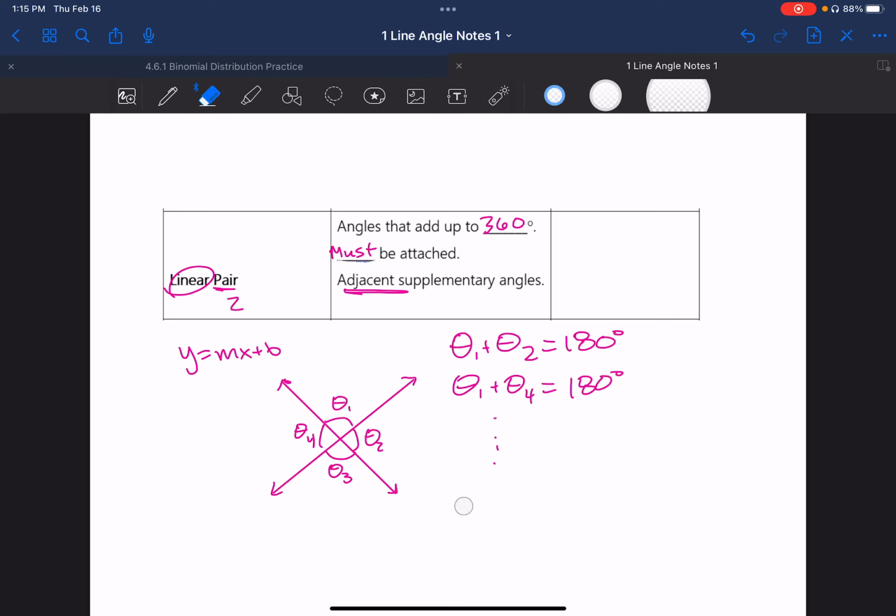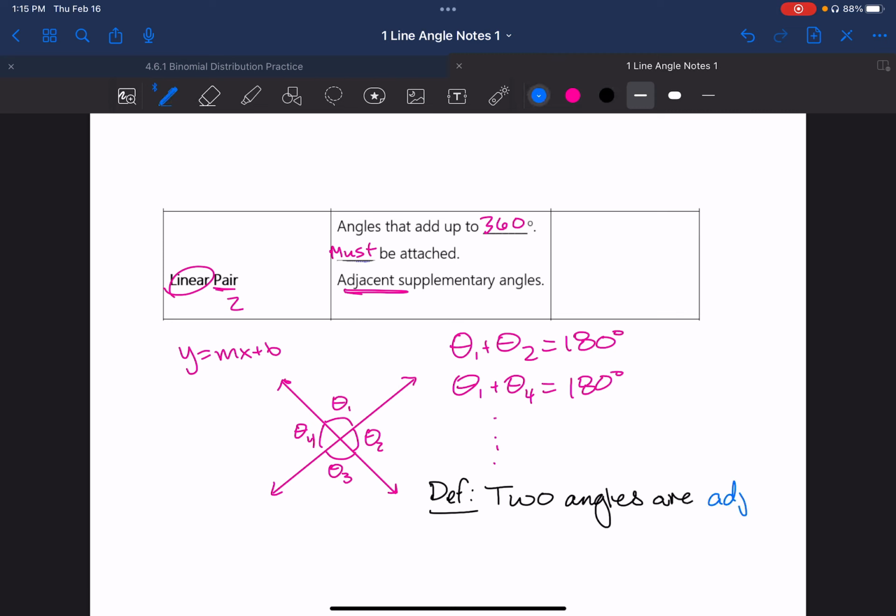If I were going to quickly write a definition, I would say that definition: two angles are adjacent if they share a ray. A ray is just a point with a line segment that extends out infinitely far in the other direction.